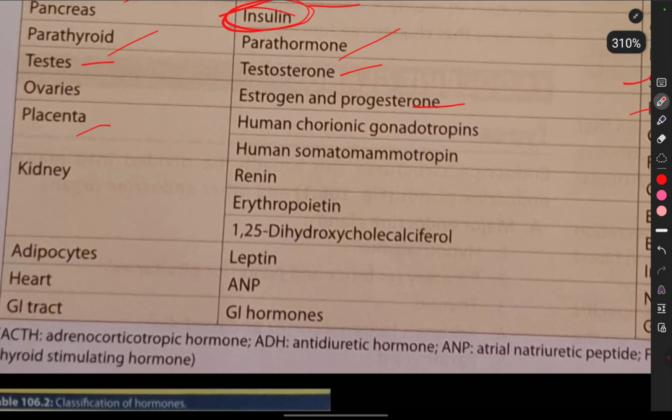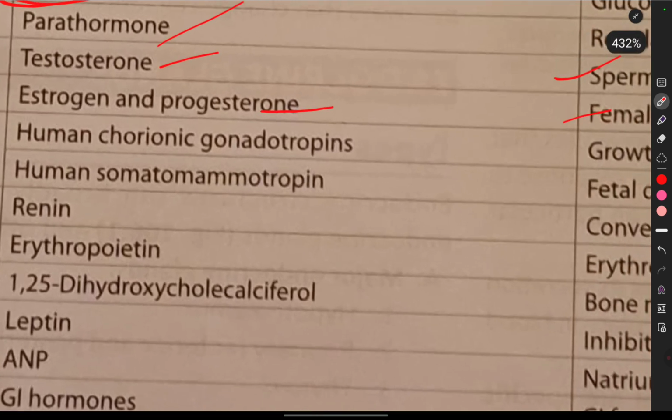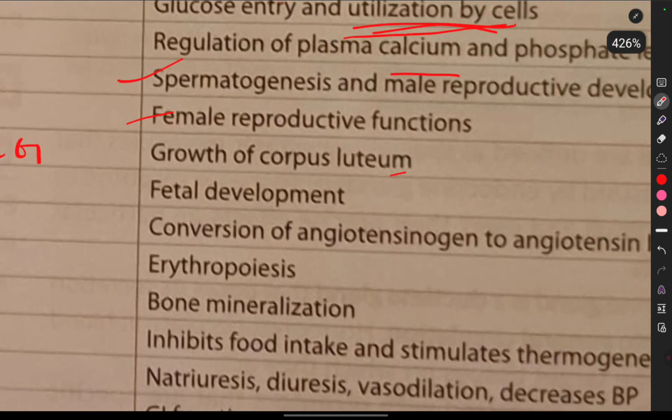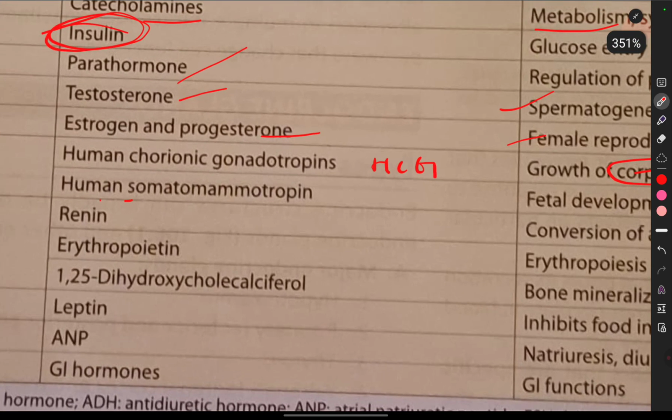Now the placenta plays a very important role. It releases HCG, human chorionic gonadotropin, and human placental lactogen. Okay, and these help in growth of the corpus luteum and fetal development. And the corpus luteum secretes hormones for the maintenance of pregnancy.